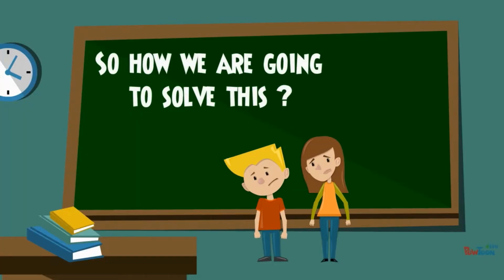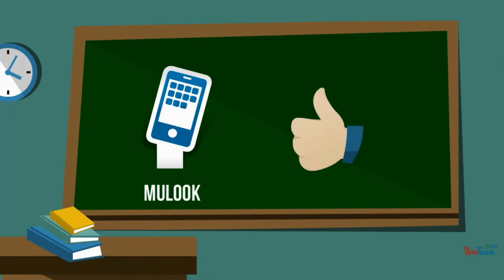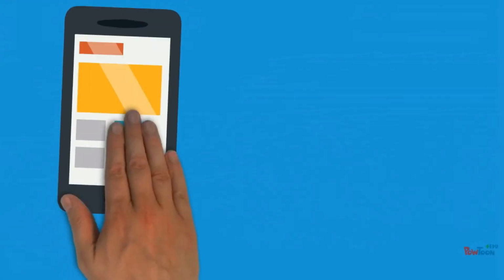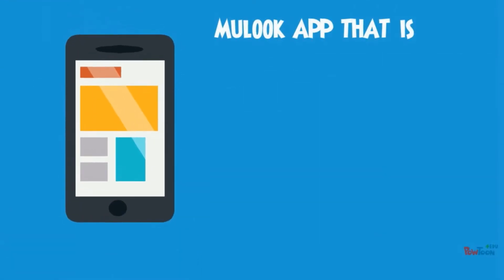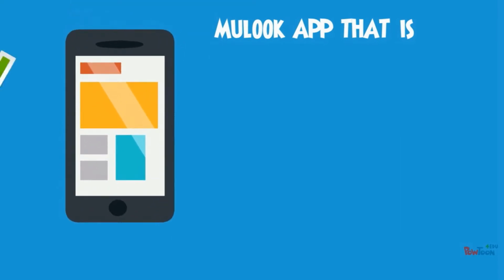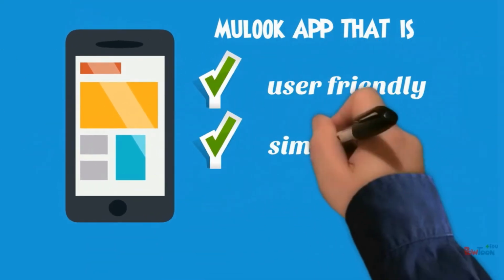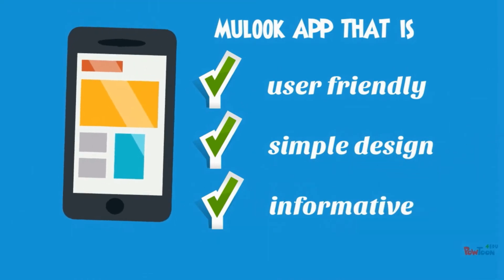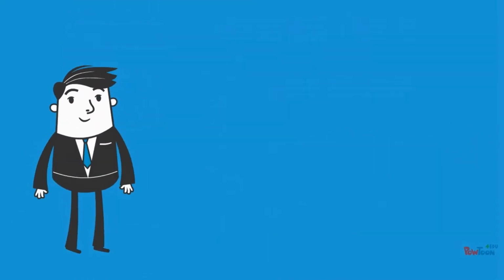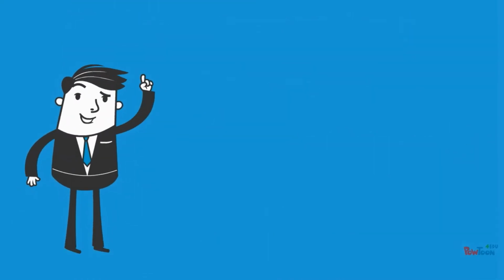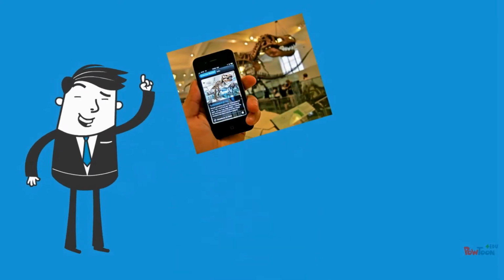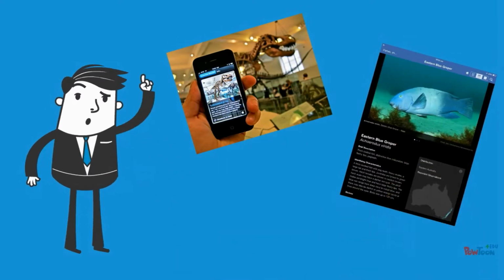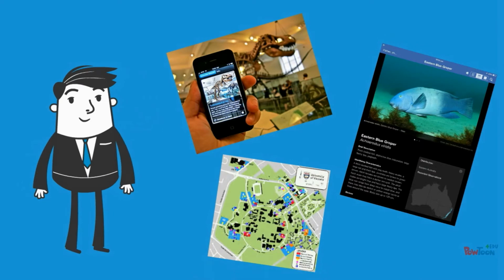So how are we going to solve this problem? Our answer is an app called Mulook. Mulook is designed to be a one-stop platform for anyone who is interested in museums. It features a user-friendly, simple design and all the information you will need in the palm of your hand. It is a dynamic mobile application that will allow museum visitors to get access to complete information about the museums, such as a virtual audio guide of the exhibitions, museum maps, museum events, and notices.